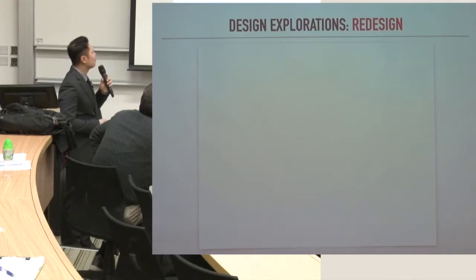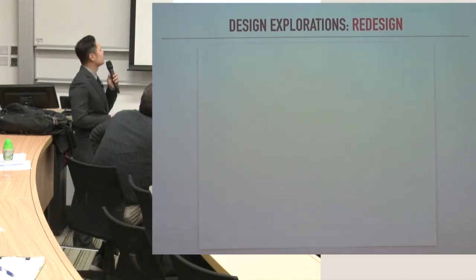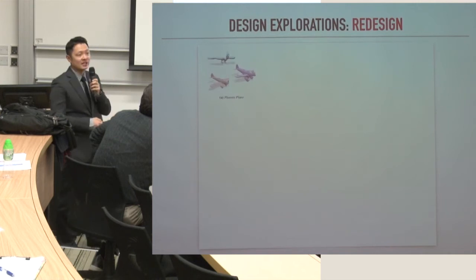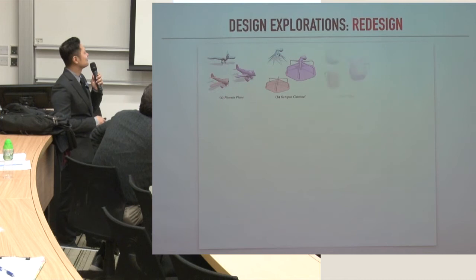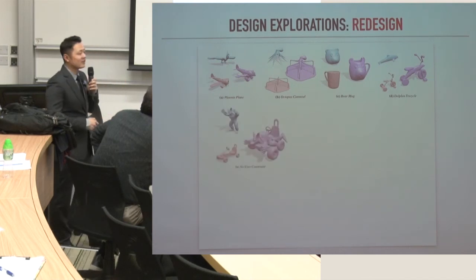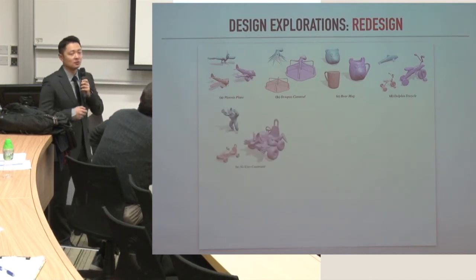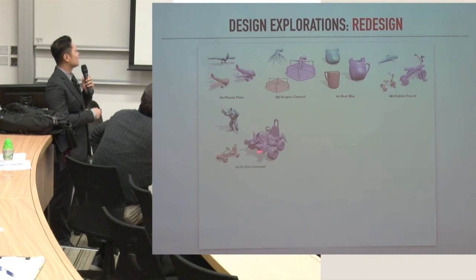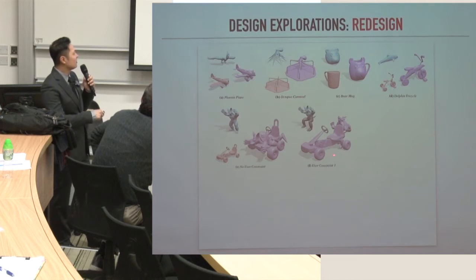So using this approach, we can design a lot of interesting objects. For example, like Phoenix plane, octopus carousel, a bear mug, dolphin tricycle. And users can also set different constraints to control the design. For example, if you don't set any constraints, they will have this design. But if I want to keep the armadillo in a sitting pose, we have another design, or in this jumping pose.